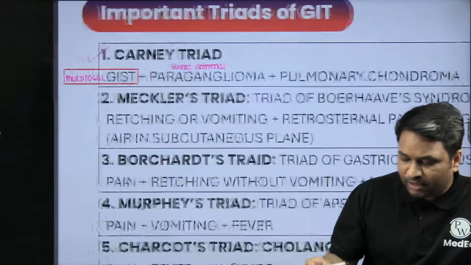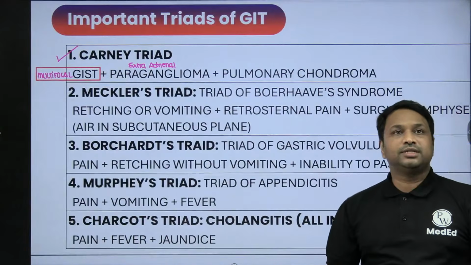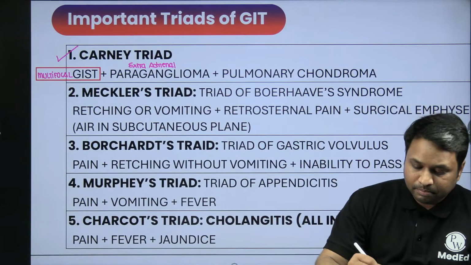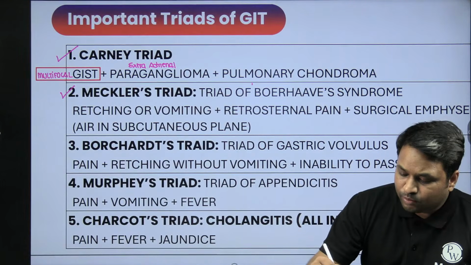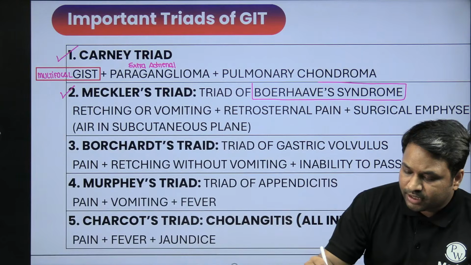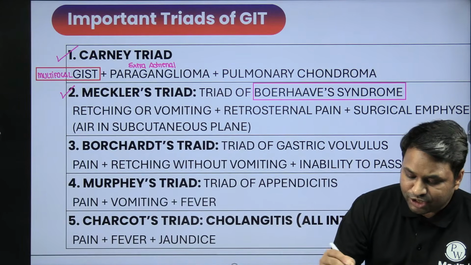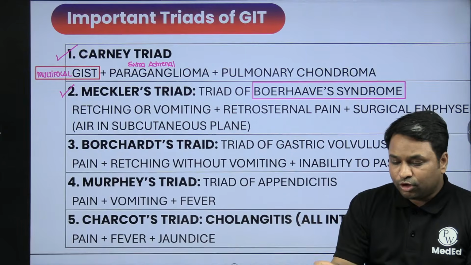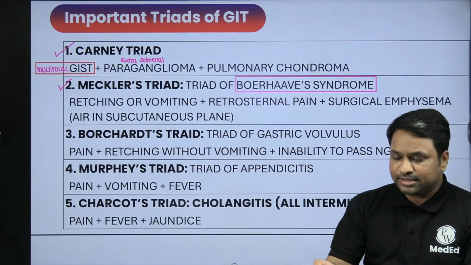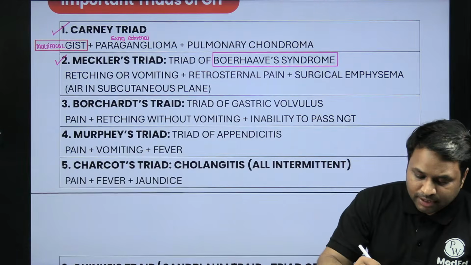The extra-adrenal paraganglionoma and pulmonary chondroma is called as the Carney's triad. Macular triad is seen in Boerhaave syndrome. In Boerhaave syndrome, the patient is going to have retching or vomiting, followed by retrosternal chest pain and surgical subcutaneous emphysema.